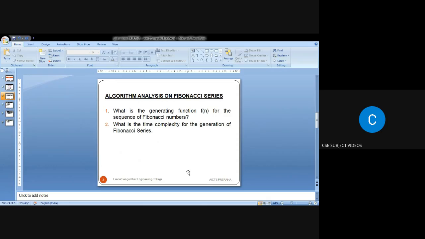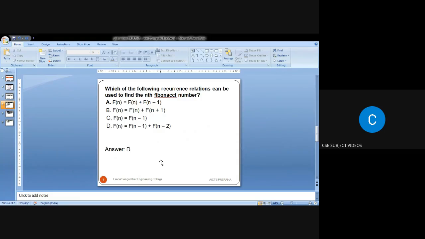One of the question formats asked regarding this is: what is the generating function f of n for a sequence of Fibonacci series? Then, what is the time complexity of the generation of the Fibonacci series? So the first one: which of the following recurrence relations can be used to find the nth Fibonacci number?